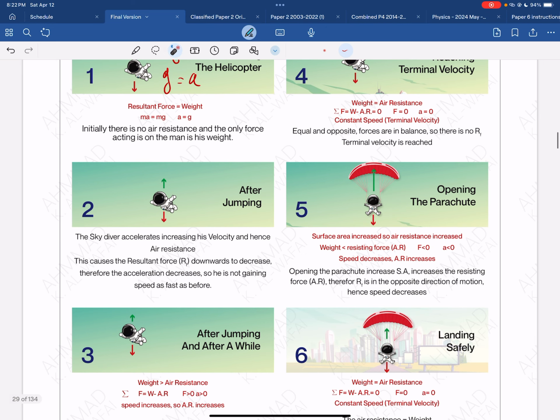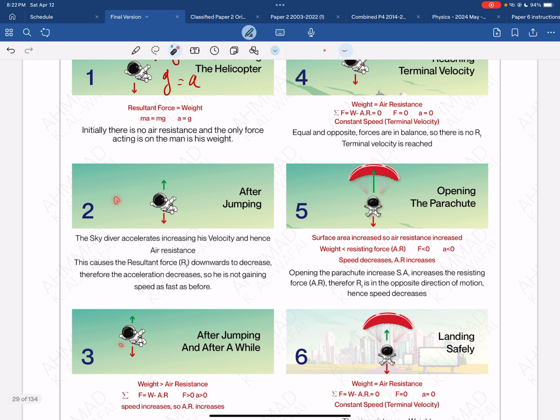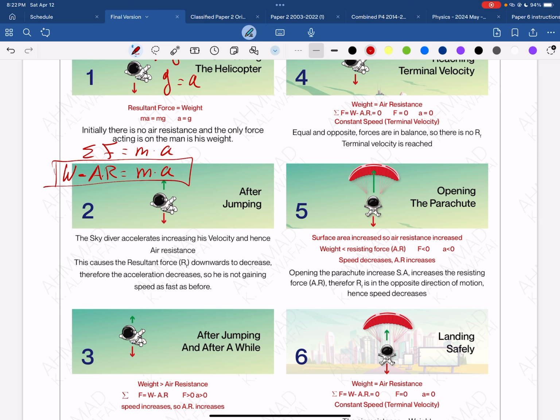Now, as the object falls between 2 and 3, what's happening? The air resistance is going to be increasing. So if you do the sum of the forces equal to ma, in this case you've got the weight minus air resistance is equal to ma. So the acceleration value changed. It's going to be decreasing. So we say in 2 and 3, the object is falling with decreasing acceleration, okay?